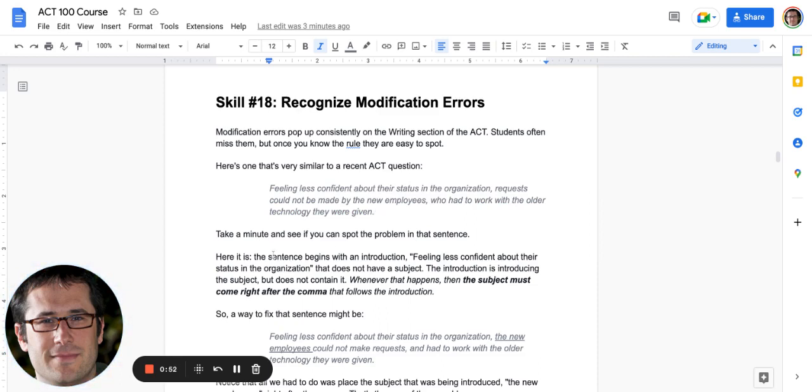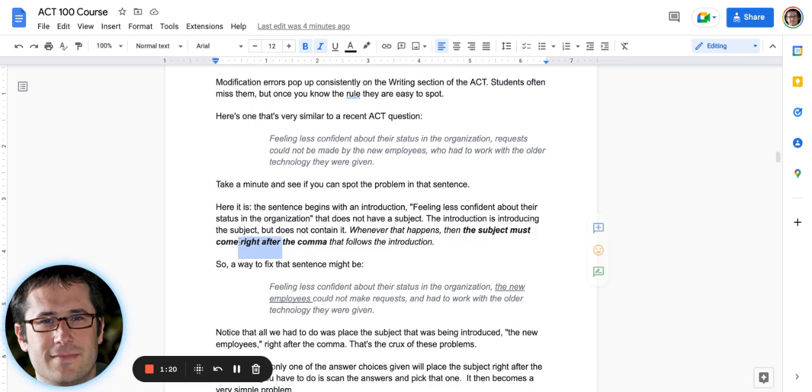All right. The sentence begins with an introduction. Okay. Feeling less confident about their status in the organization. And there's no subject there. We don't know who they're talking about yet. Who's feeling less confident? We don't know yet. The rule is that when you have a sentence that begins with an introductory phrase like this that doesn't say who they're talking about, that doesn't have a subject, then the subject must come right after the comma.